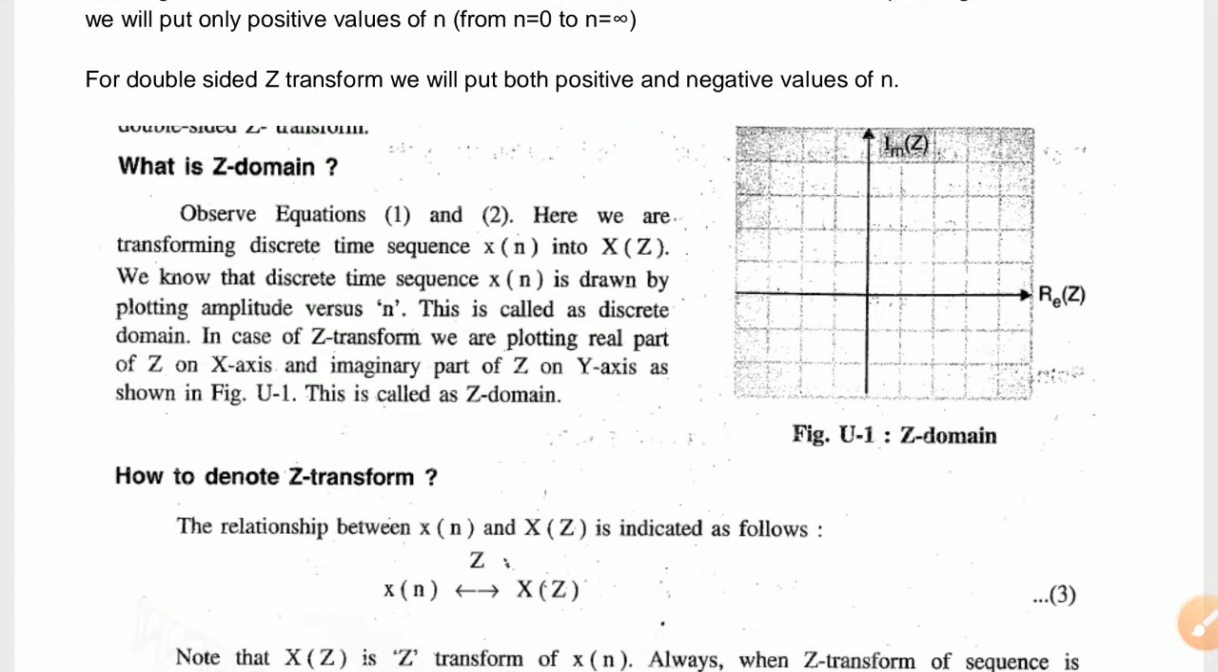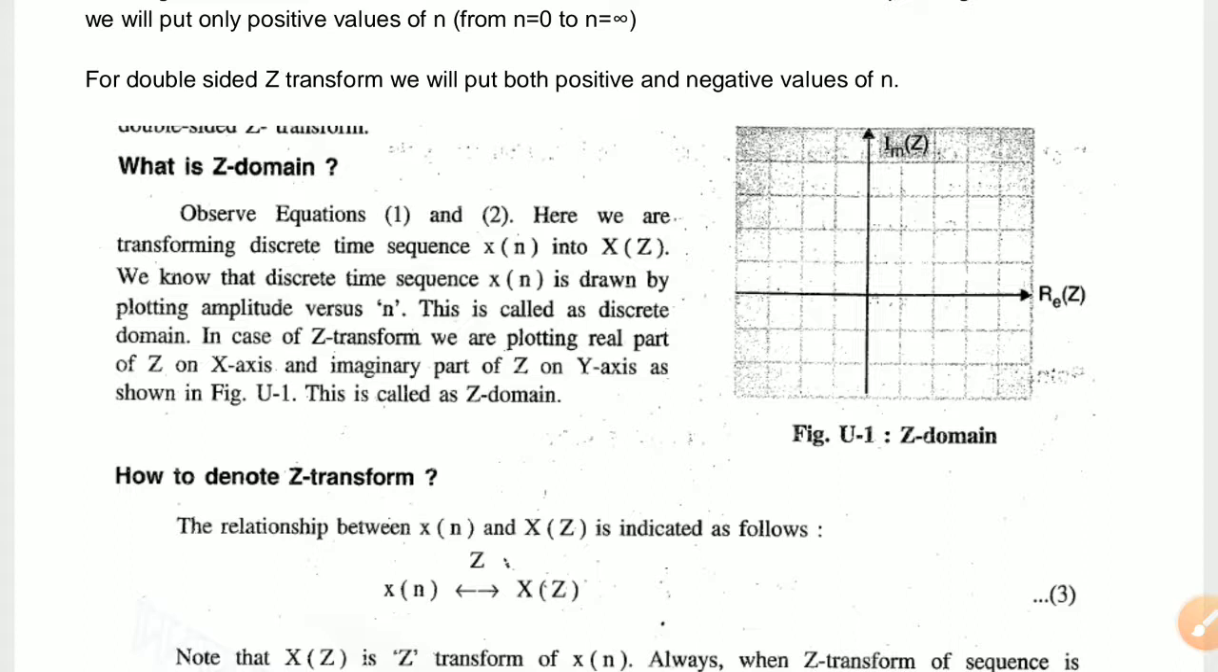Next is the xy plane, or we can say the Z domain of this Z transform. This figure is nothing but the Z domain figure. On the vertical axis, or y axis, there is the imaginary plane, shown by Im of Z, and on the horizontal axis there is the real plane. That means there are real and imaginary parts. Here we are transforming the discrete time sequence, that is X of n. Please always remember the discrete time sequence is shown by X of n and the Z transform is shown by X of z.